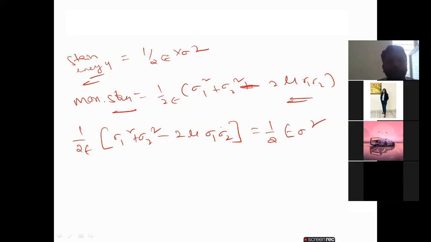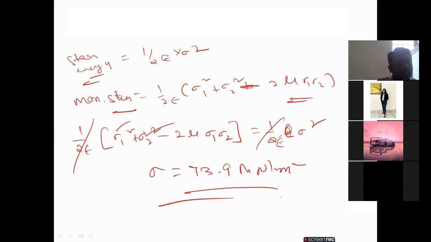Now we know sigma 1 and sigma 2. The 2E is cancelled. Finally the sigma value I will get is 73.9 mega Newton per meter square. My dear students, this equation is very easy. As per the maximum strain energy theory, equate both and you will get the sigma value. I explained already in the strain energy theory.